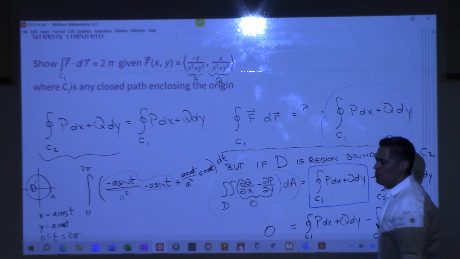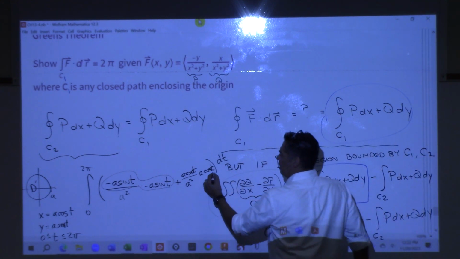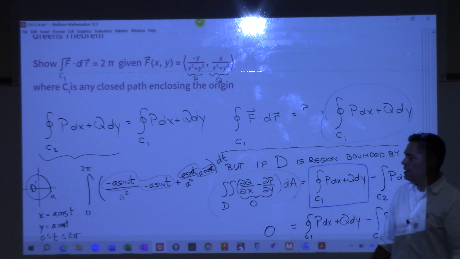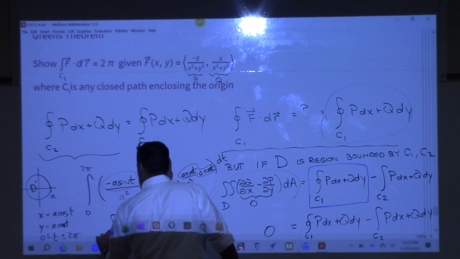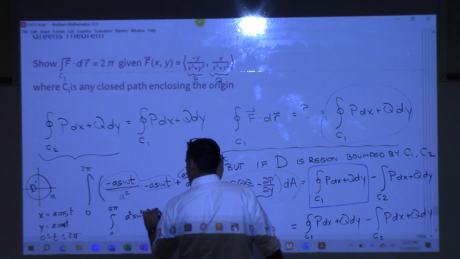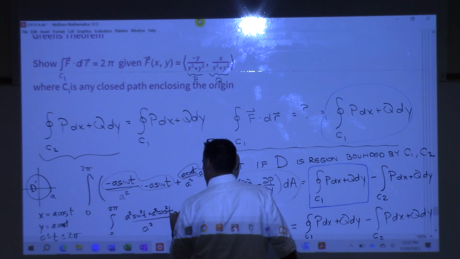A squared sine squared t over a squared, and the other one multiplies over here to be a squared cosine squared t, right? They have the same denominator. I put them together. I get 0 to 2 pi of a squared sine squared t plus a squared cosine squared t all over a squared dt.